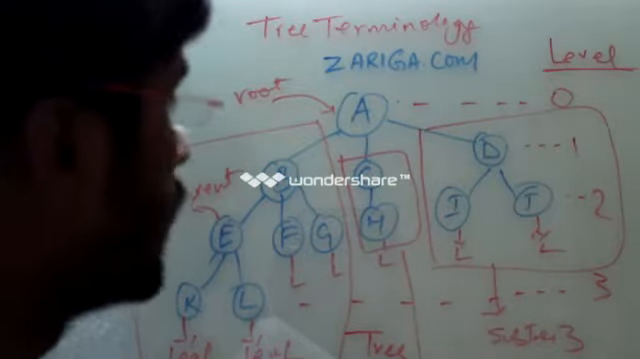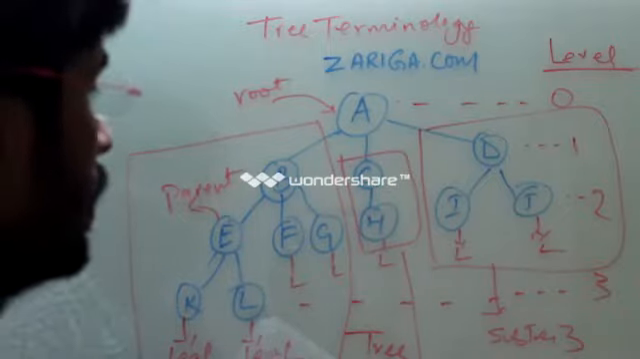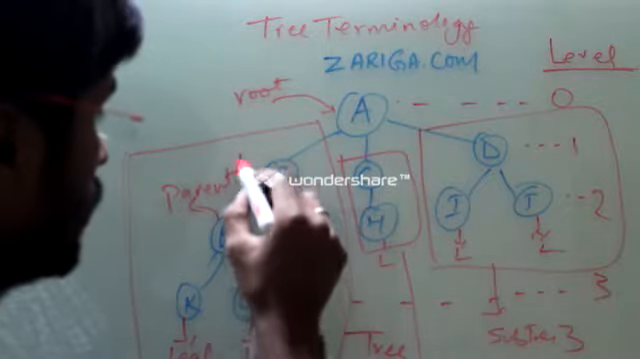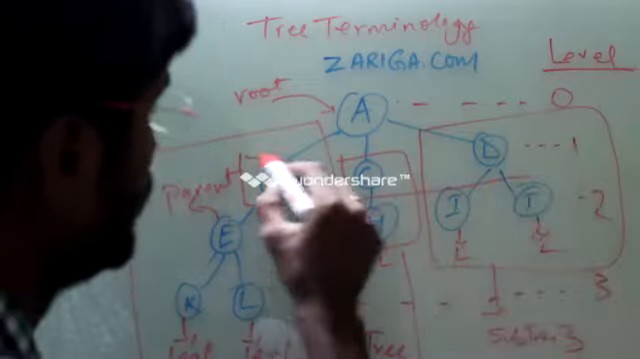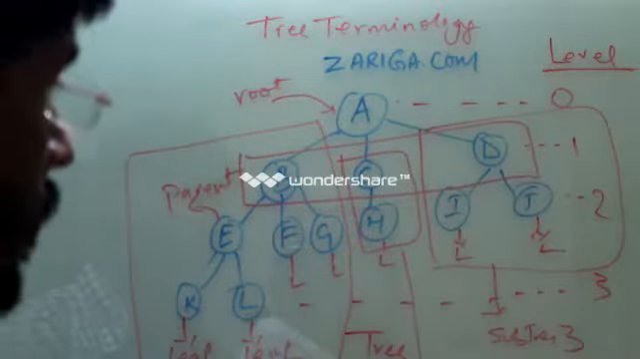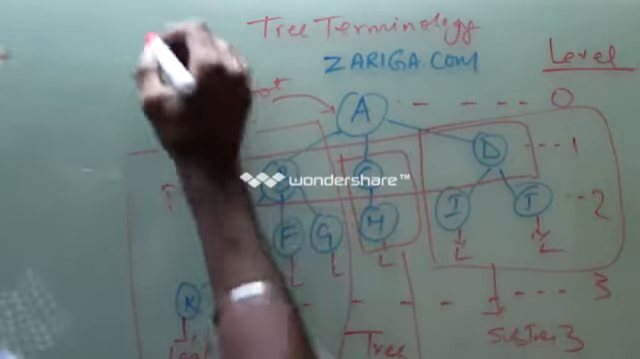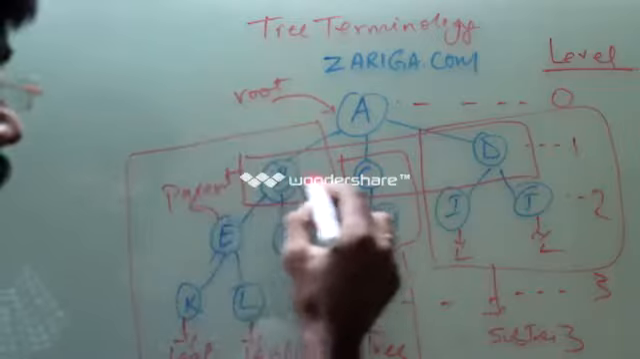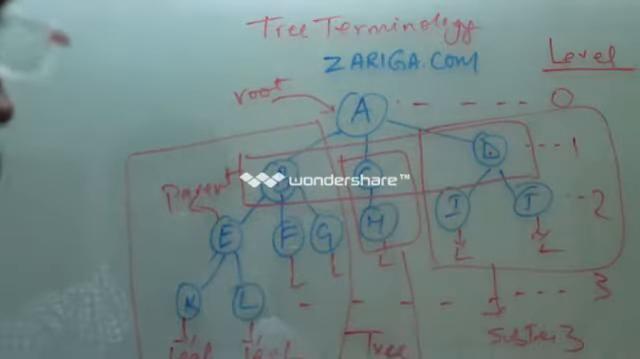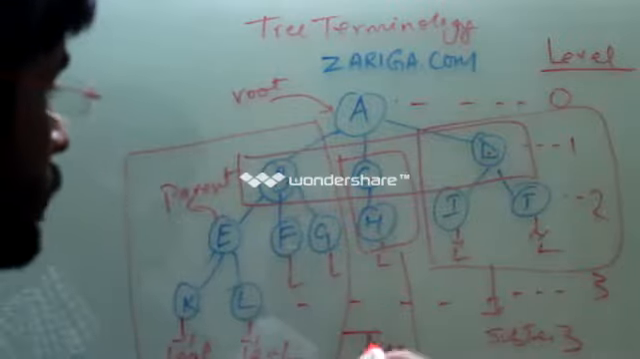So if I ask what are the child elements of A, what will be the answer? So these will be the child elements of A. So the children of A are B, C and D. Clear? So let us see one more time.